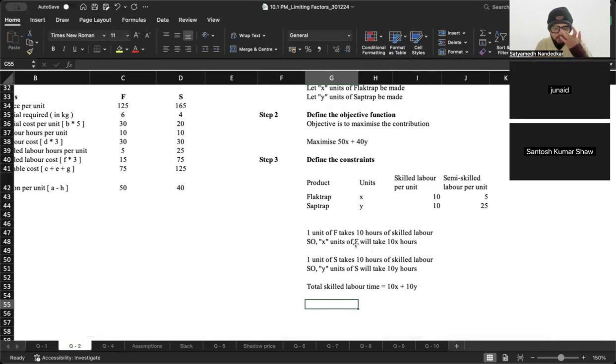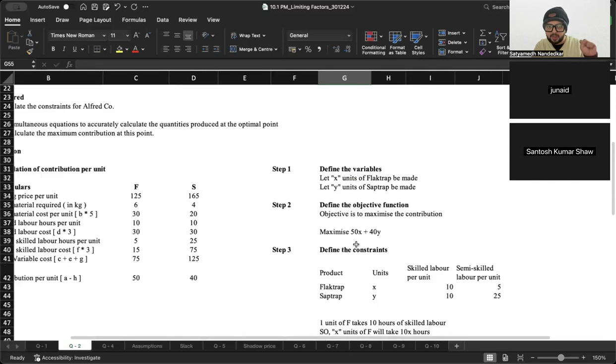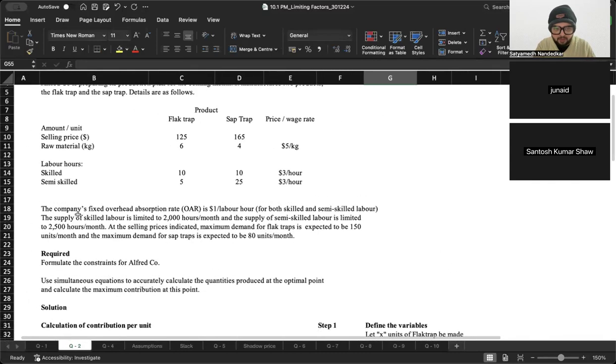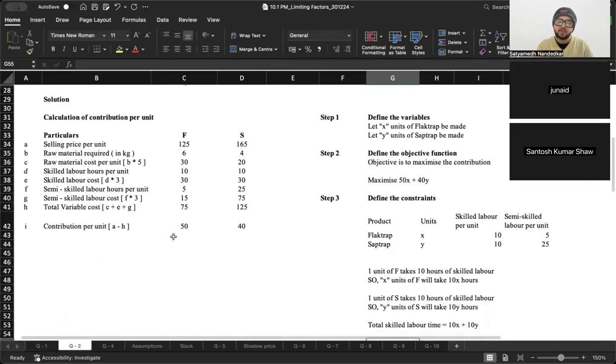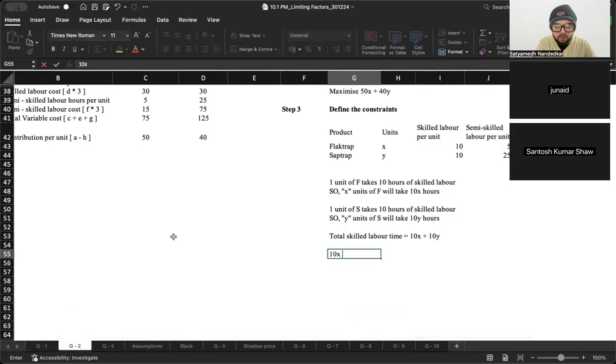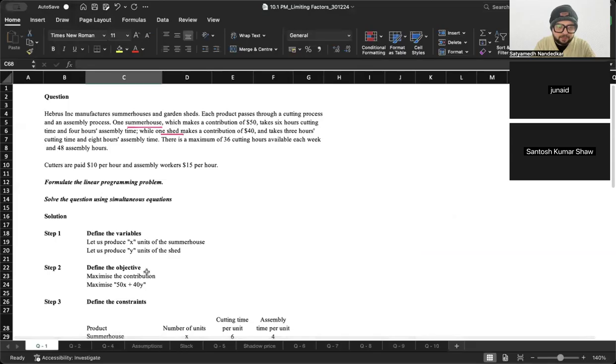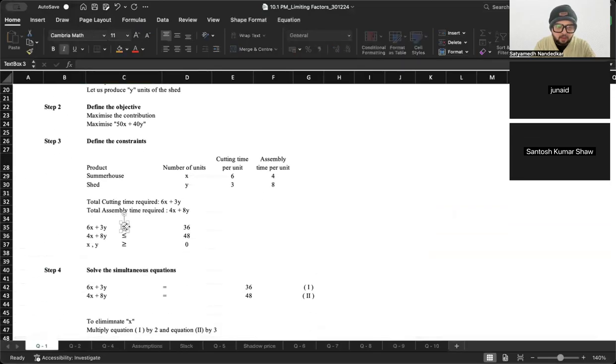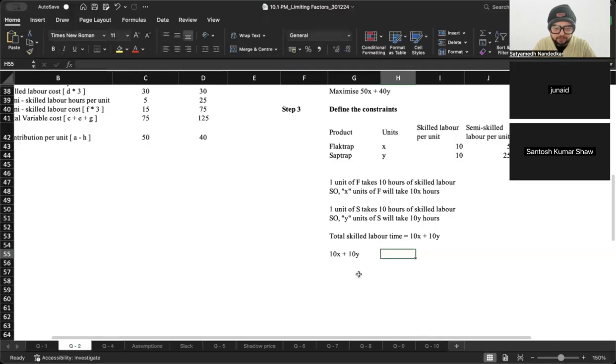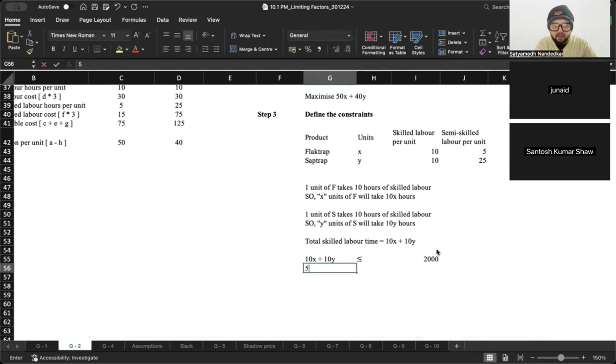If I am talking about total labor time, it is 10x plus 10y, and the supply of skilled labor is limited to 2000 hours per month. So maximum hours available are 2000 hours. How will you define this? You will do 10x plus 10y is less than or equal to 2000. This is the first constraint.